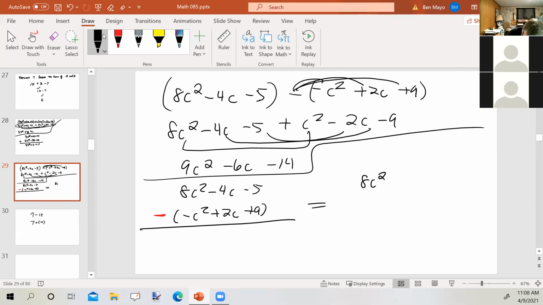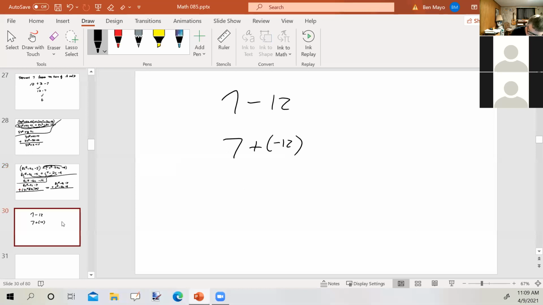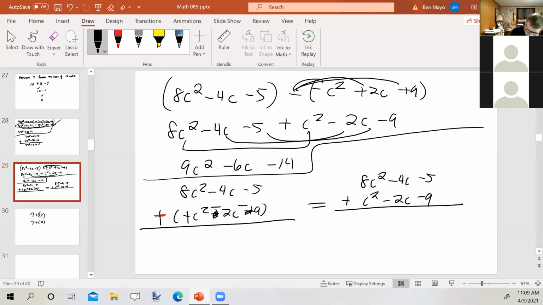I'm going to change subtracting a quantity into addition of the opposite. So then I've got plus c squared minus 2c minus 9. I don't know if you see what happened there. Subtracting was like adding the opposite. Here, I just changed one term, but here I had a whole string of terms I had to change.